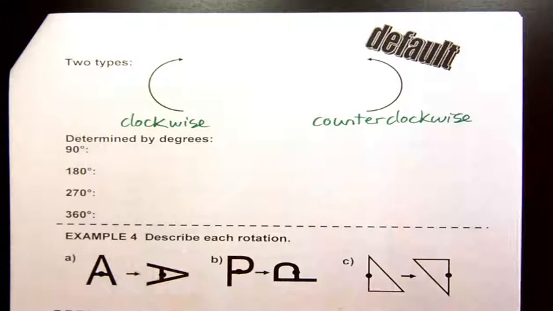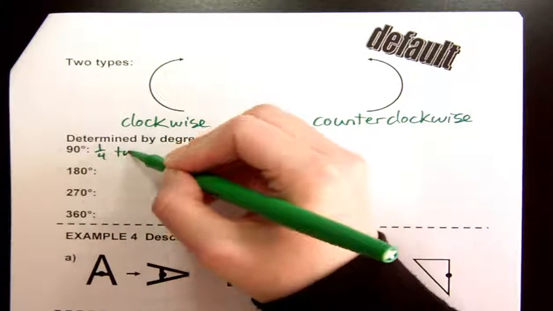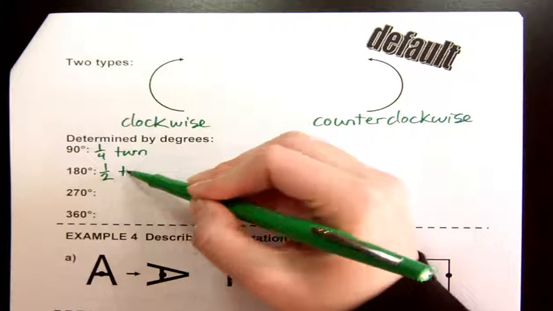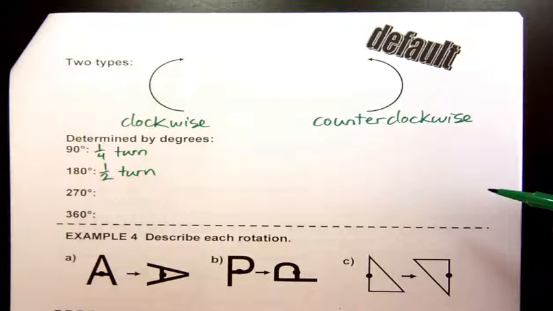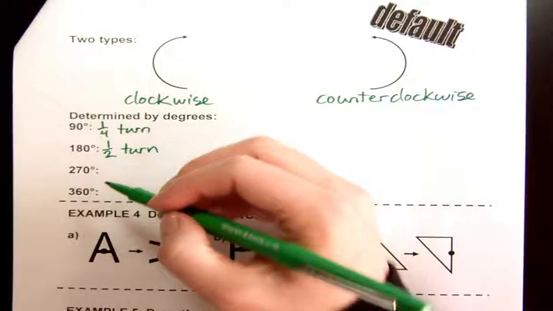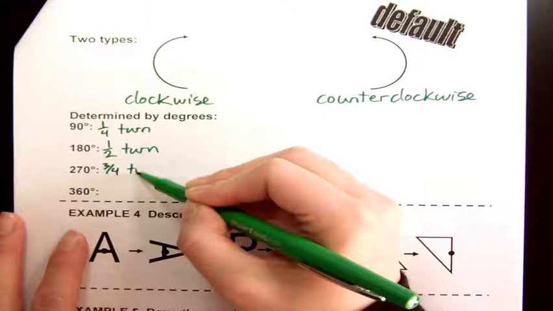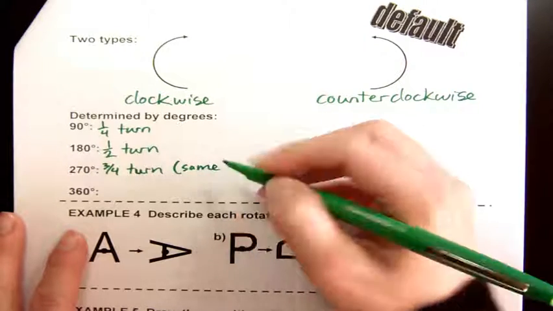So 90 degrees, if we're turning that into fraction form, would that be a quarter, half, 3/4, or 1 full? Quarter? Yeah. So 90 degrees is just a quarter turn. 180 would be a half turn. If we're doing 180 degrees, does it matter if we turn clockwise or counterclockwise? No, because it's going to end up the same. So 270 degrees is a 3/4 turn, which is the same as a quarter in the opposite direction.